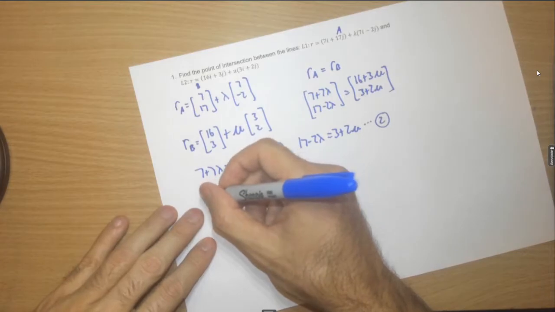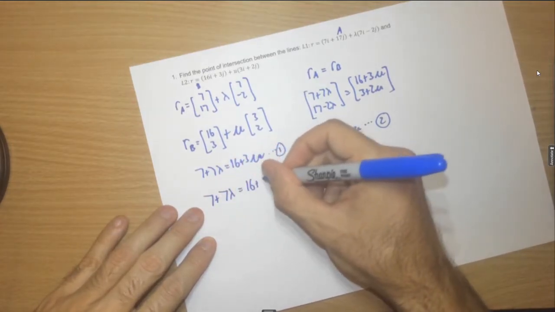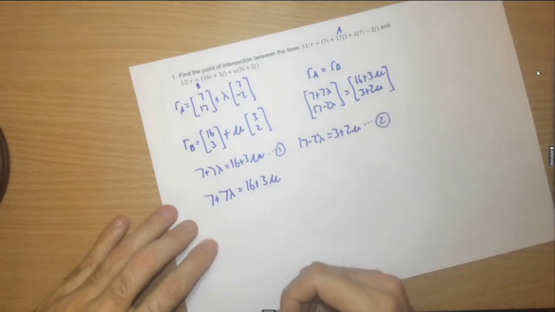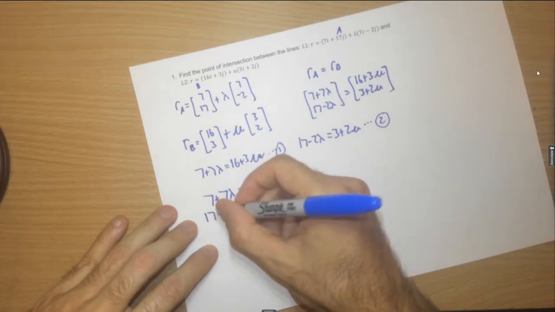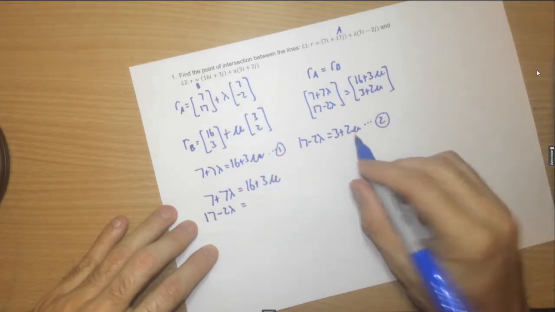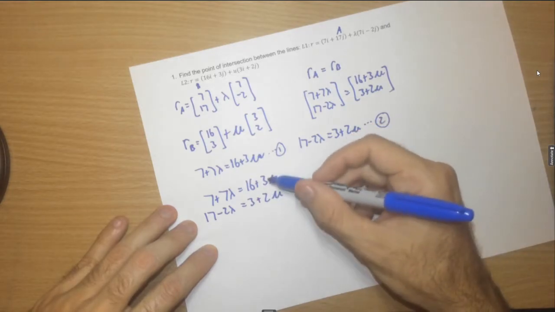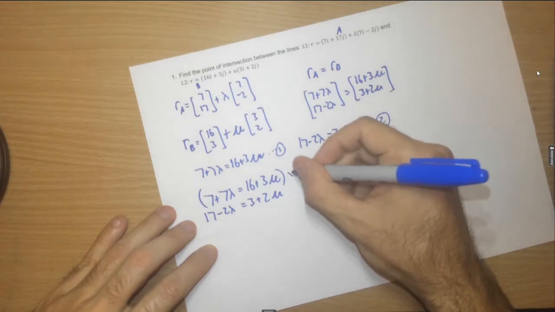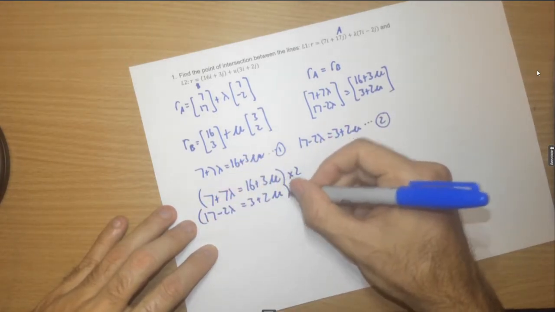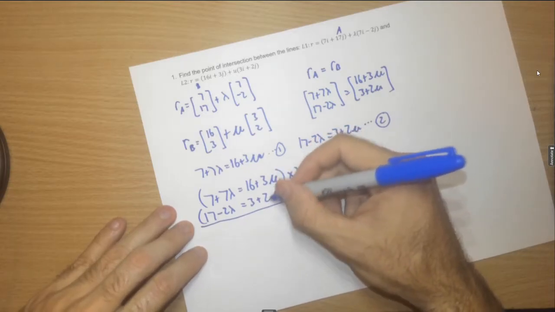So what I've got is 7 plus 7 lambda equals 16 plus 3 mu. And on the second line, I've got 17 take away 2 lambda equals 3 plus 2 mu. Now, the 3 and the 2 look like the nicer combination. And I know that if I multiply the whole top line by 2, I can multiply the whole bottom line by 3. This will set up the new equation to allow me to eliminate these two variables.